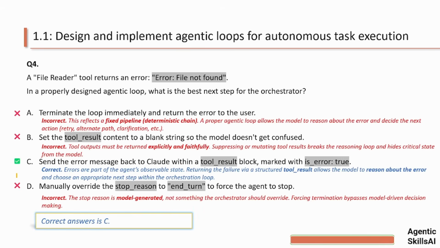The correct answer is option C. This is correct because errors are part of the agent's observable state, and returning them as structured tool results allows the model to reason about the failure and decide the next action within the orchestration loop.